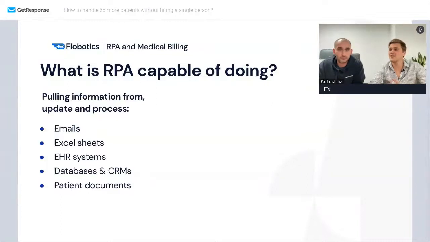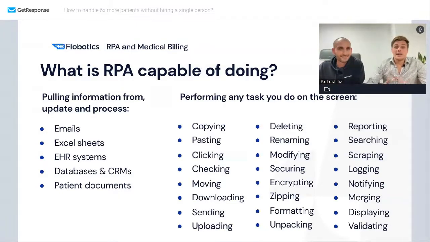All right, the list of things that robots can do is actually pretty long, and I'm going to try to say it in one breath. Let's try. I'm going to clap and make some tempo for you. So it's copying, pasting, clicking, checking, moving, downloading, sending, uploading, deleting, renaming, modifying, securing, encrypting, zipping, formatting, unpacking, reporting, searching, scraping, logging, notifying, merging, displaying, validating. Awesome. We're going to make an awesome rap song out of that. It's kind of overwhelming how many things it can actually do, right?